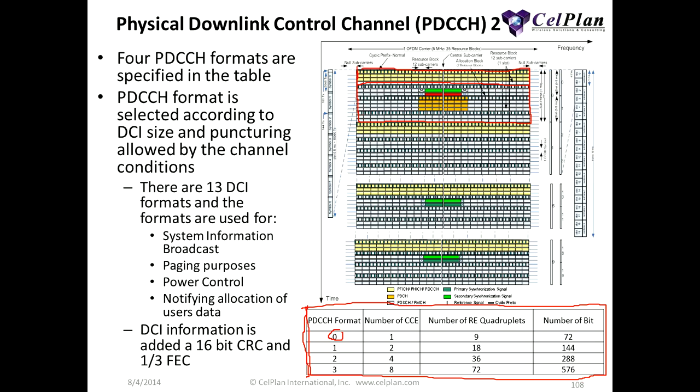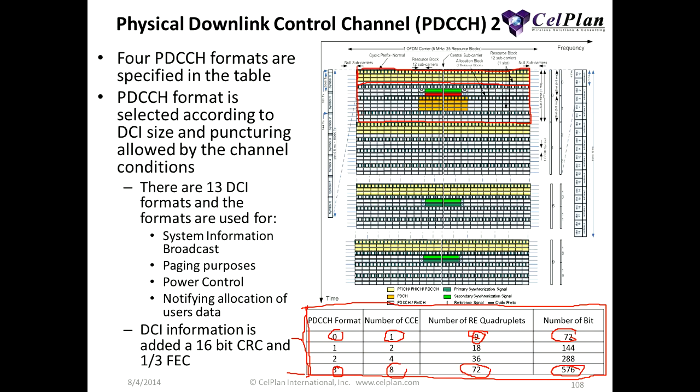So format 0 will have 1 CCE, 9 quadruplets, or 72 bits. Why 72? 9 times 4, 36. It's QPSK, 2 bits per symbol, 72 bits. Or it will have PDCCH format 3, that it will have now 72 quadruplets, 8 CCEs, and it will have 576 bits.